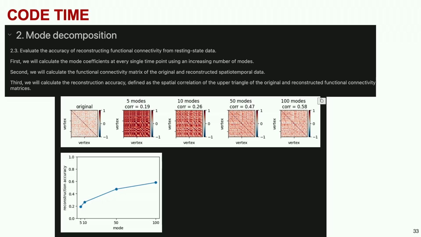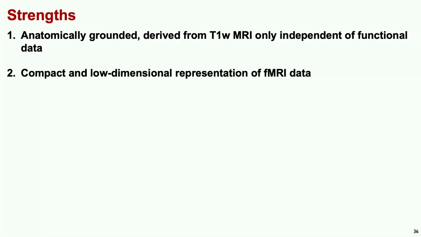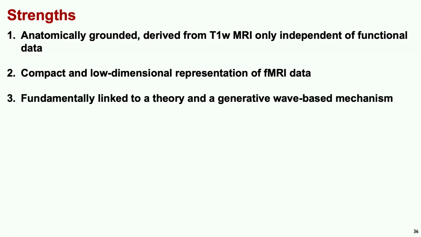All right. Finally, I would like to go to the strengths and limitations. The first thing is the geometric eigenmodes, as I mentioned, are anatomically grounded. You only need T1 weighted MRI, and it's completely independent of the data. That means you can use it to represent any types of data, not just resting state, for example. Similar to the next couple of talks, it's a compact and low-dimensional representation of, in our case, fMRI data. But I think the more important thing is it's fundamentally linked to some generative mechanism, which is the neurofield theory that I alluded to at the very, very beginning. And that's important to highlight.